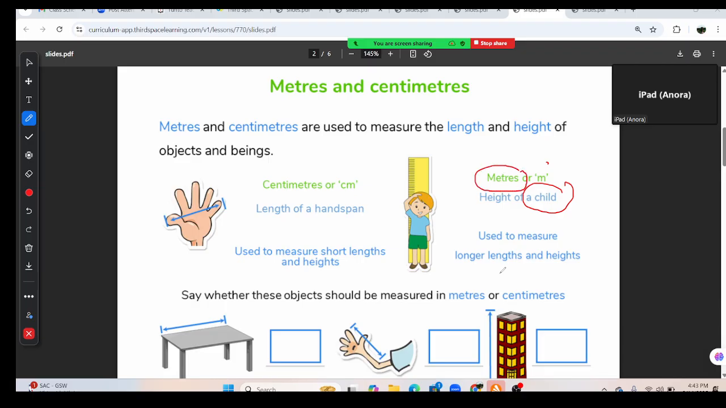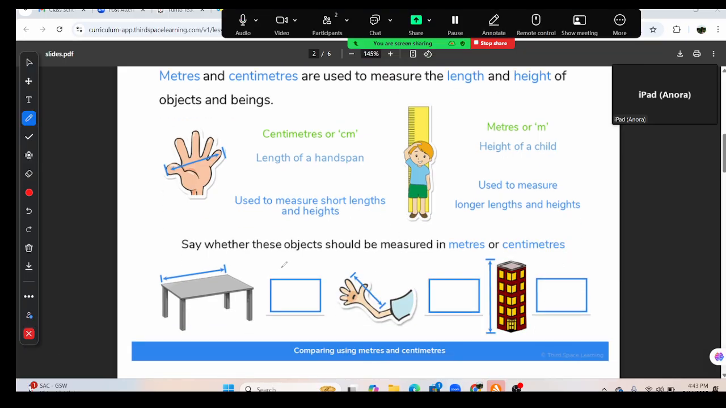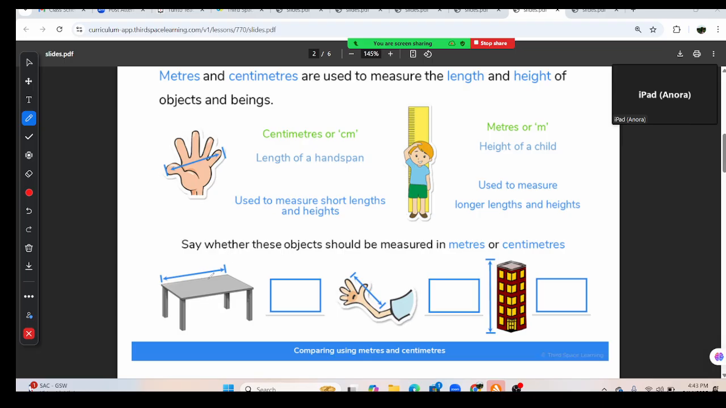Meters, why? Because it is used to measure longer lengths and height. So centimeter is used for shorter length and meters is used for longer length and height. Is that clear? Yes. Good. So can you tell me out of these, which one would you use to measure the table length?